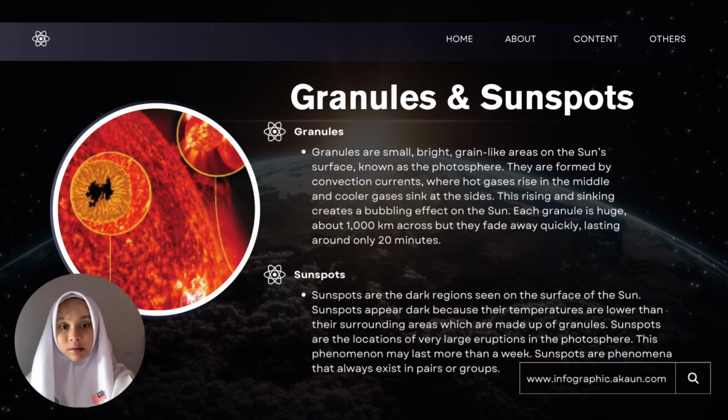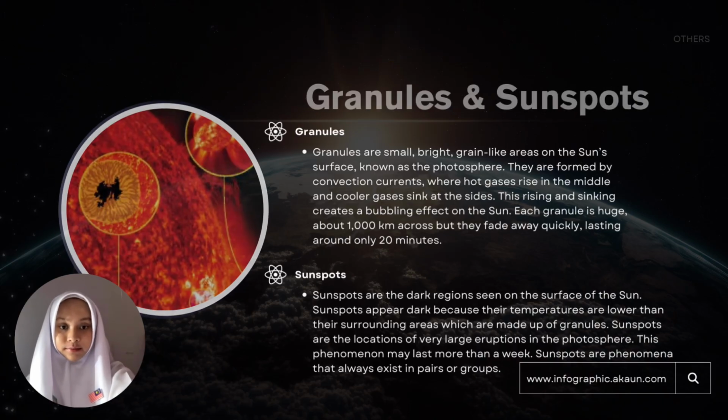How about sunspots? Sunspots are the dark regions seen on the surface of the sun. Sunspots appear dark because the temperature is lower than the surrounding areas, which are made up of granules. Sunspots are the locations of very large eruptions in the photosphere. This phenomenon may last more than a week. Other than that, sunspots are a phenomenon that always exists in pairs or groups.